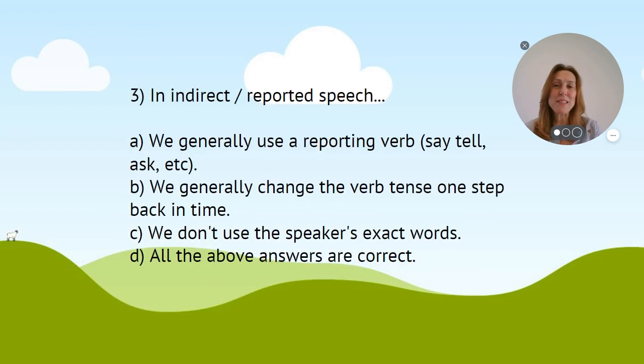Now, let's see what happens in indirect or reported speech. We generally use a reporting verb. We generally change the verb tense one step back in time. Generally, remember, when there's backshifting. And we don't use the speaker's exact words. All the above answers are correct. So what do you think? All the above answers are correct. Okay, I'm being too nice. So far, so good.